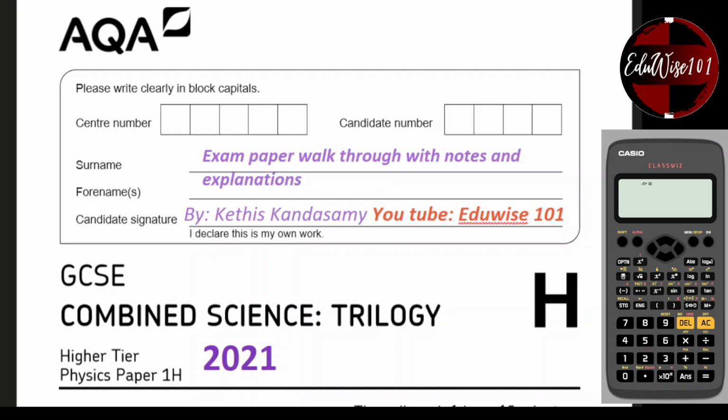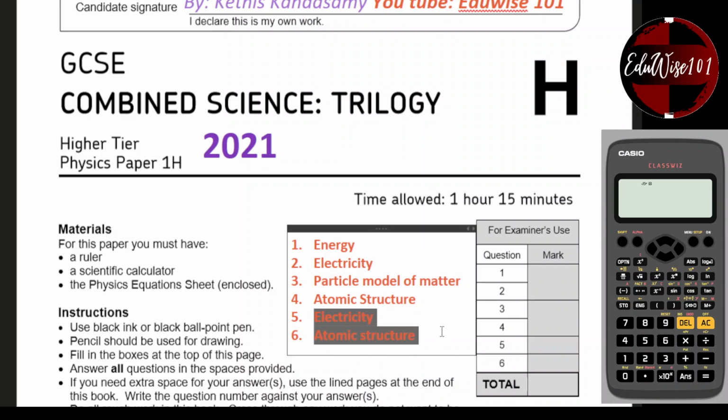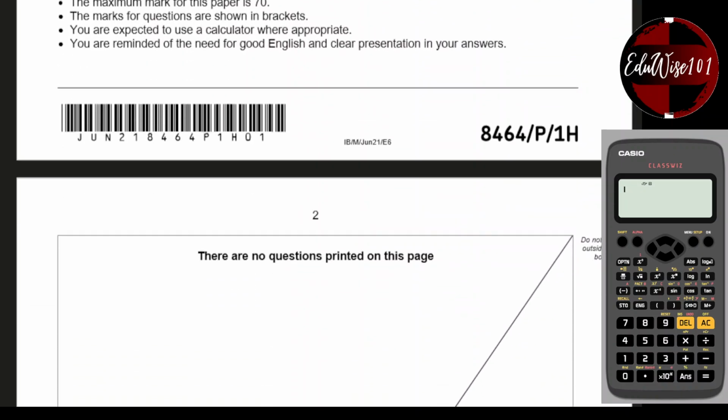In this video, I'm going to go through the AQA 2021 Combined Science Physics Paper 1 Higher Tier. This is a trilogy paper, or the Combined Science paper. The topics tested are energy, electricity, particle model of matter, and atomic structure. It has 6 questions and it is out of 70 marks, and the paper is 1 hour and 15 minutes long. So question number 1.